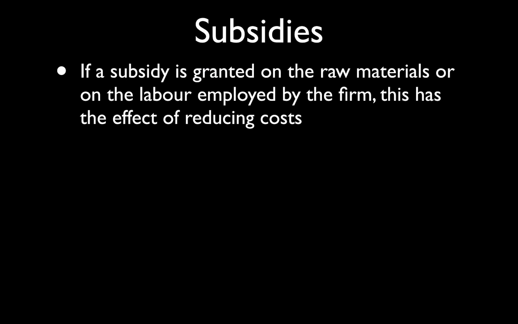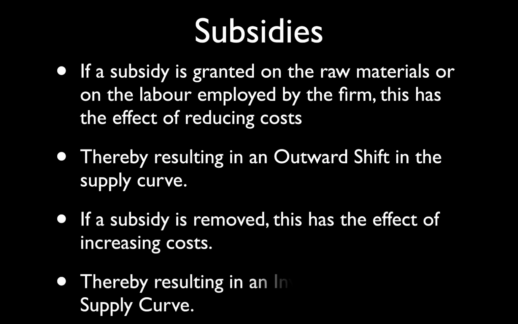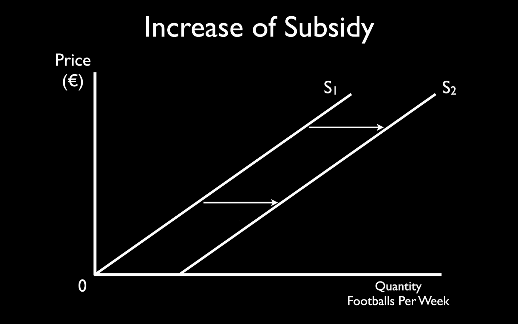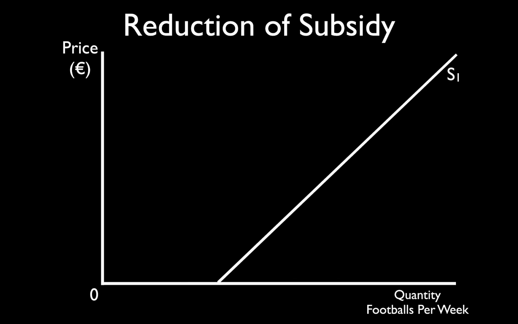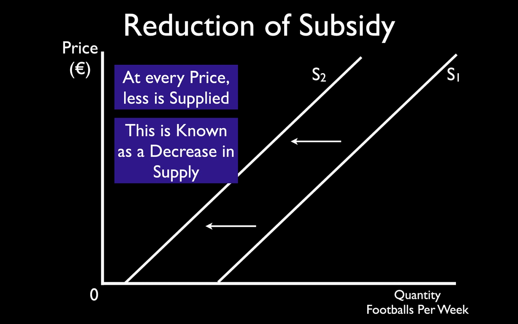If a subsidy is granted on the raw materials or on the labour employed by the firm, this has the effect of reducing cost, thereby resulting in an outward shift of the supply curve. If the subsidy is removed, this has the effect of increasing cost to the supplier. Essentially, it might as well be an increase in cost, and that would cause an inward shift. So an increase in a subsidy is simply an outward shift of the supply curve from S1 to S2, okay, at every price more is supplied, and this is known as an increase in supply. And then a reduction in a subsidy means that the supply curve would shift inwards, and that means that at every price less is supplied, and this is known as a decrease in supply.